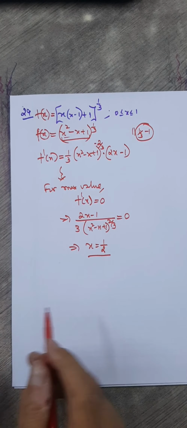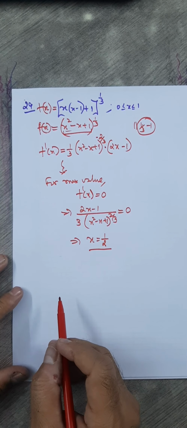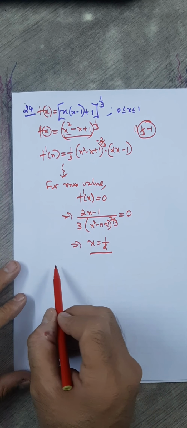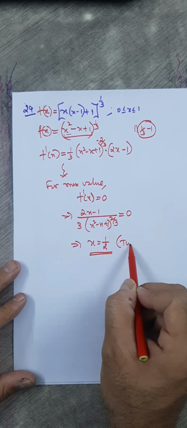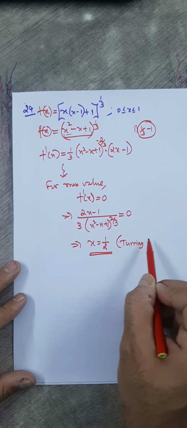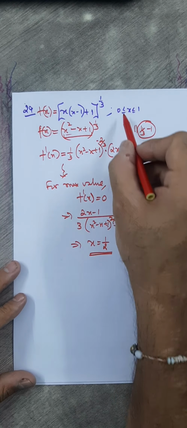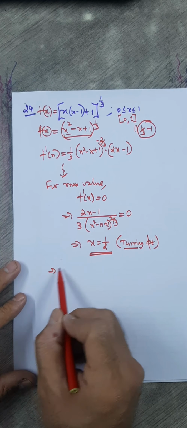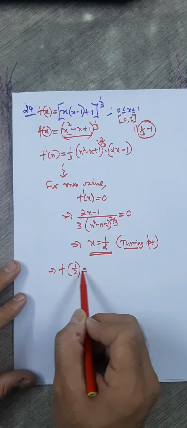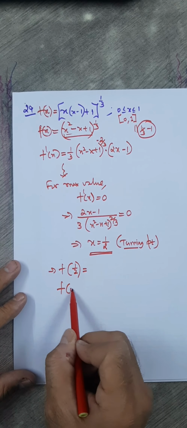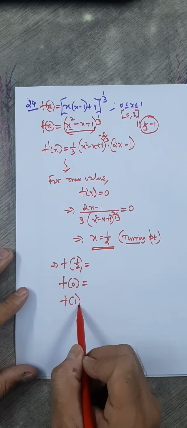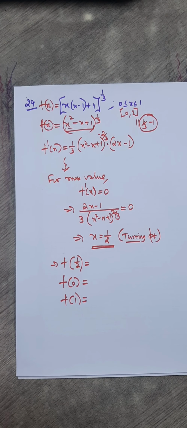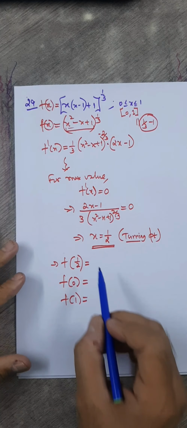Now what we'll do, we just put this one in the function, because what is asked here is the maximum value. So this is a turning point, right? This is the turning point. And the function is defined on the closed interval 0 to 1. Keep in your mind. So we find f of half. Put this half in the function. We find f of 0 and we find f of 1, because here the function is defined on the closed interval. Right? Okay.